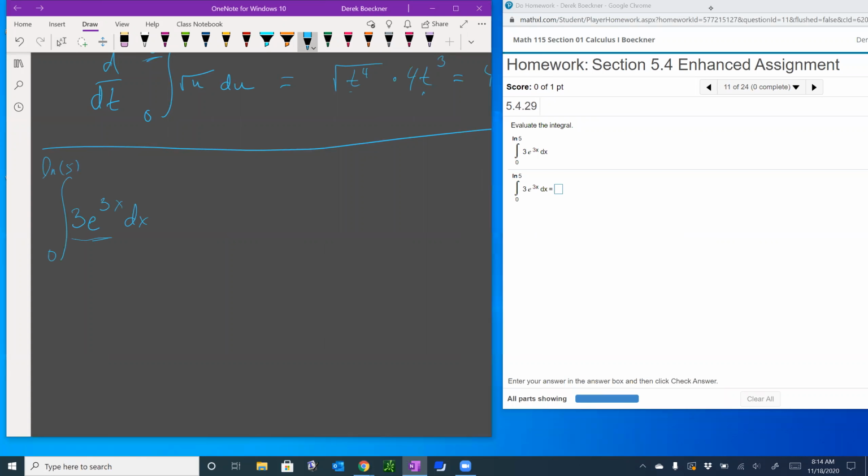So I need to find an antiderivative for this. And when you're dealing with exponentials, you usually get the same exponential back as part of it. So we're probably going to think that the antiderivative for e to the 3x times 3 is probably going to look like some constant times e to the 3x, right?